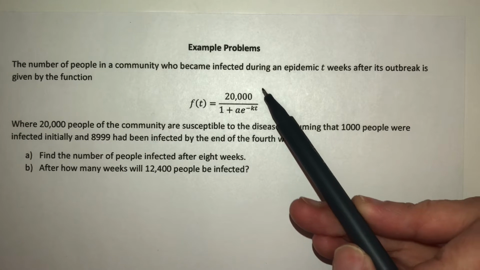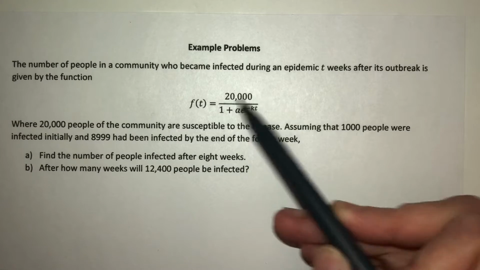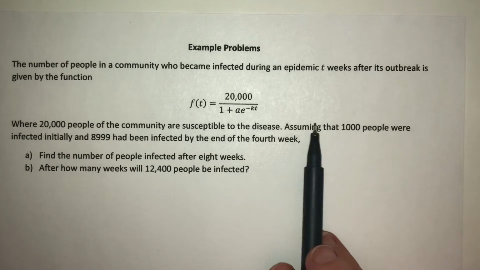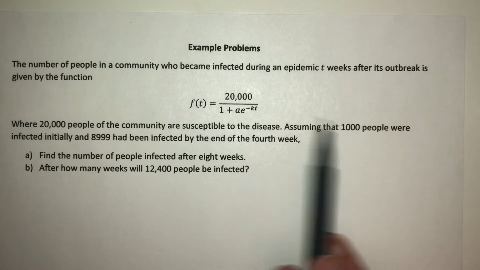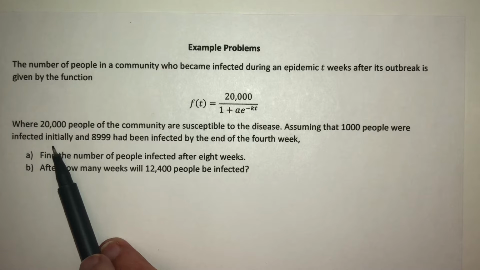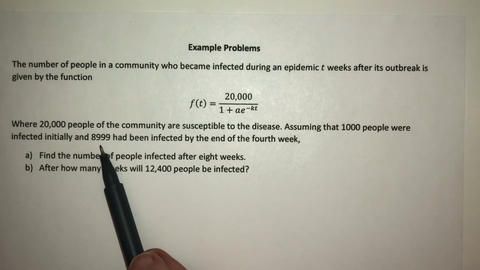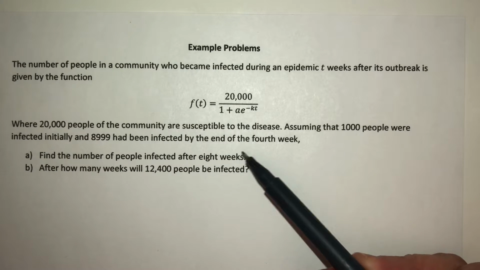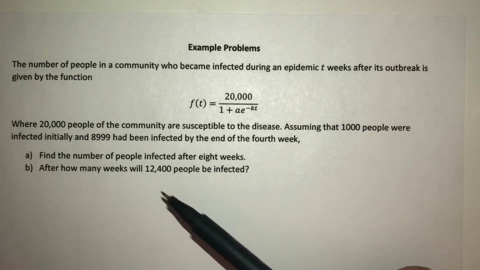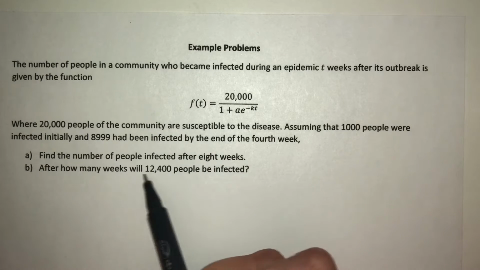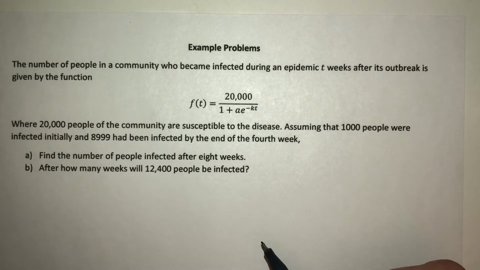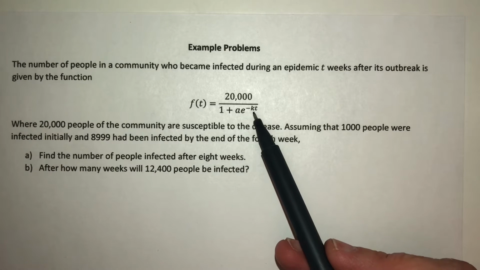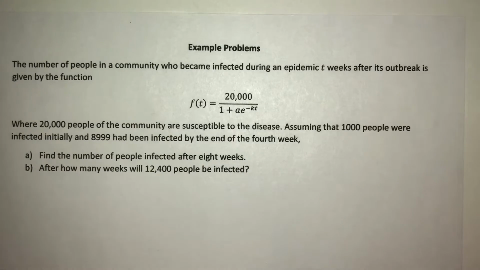So 20,000 is your carrying capacity. That is the maximum number of people who will ever get sick. Assuming that 1,000 people were infected initially and 8,999 have been infected by the end of the 4th week, then we're going to be asked to find the number of people infected after 8 weeks and how many weeks until 12,400 are infected. We're going to have to first find a and k before we can do any of this.